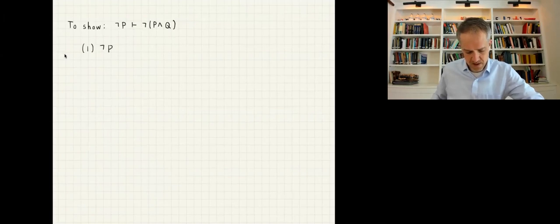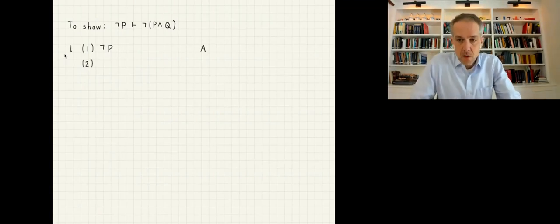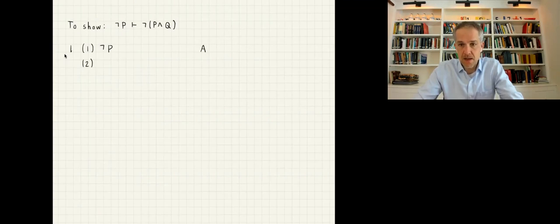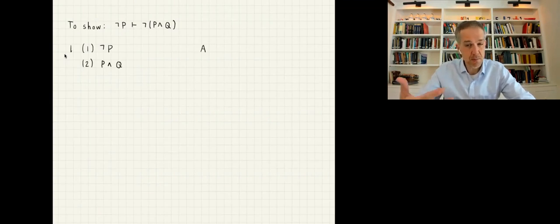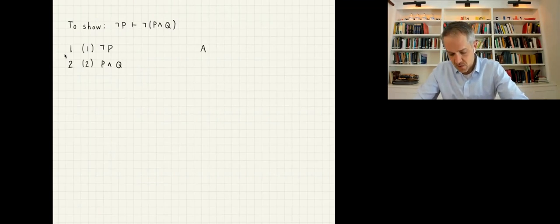Here I begin with my assumption as usual. Now thinking strategically, I want to show that P and Q cannot be true. So what I can do by reductio ad absurdum is I can assume that P and Q is true. Now I can always assume that. As with any case of the rule of assumptions, the question is, will it be a useful thing to assume? Do I have a plan? And in this case, my plan is to derive a contradiction.